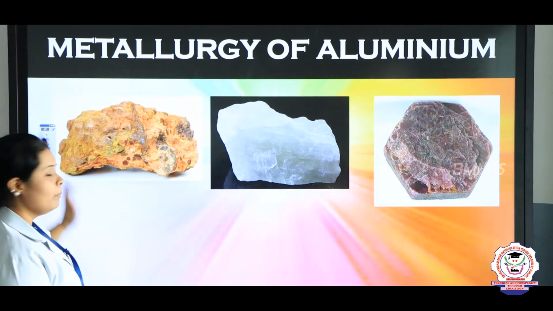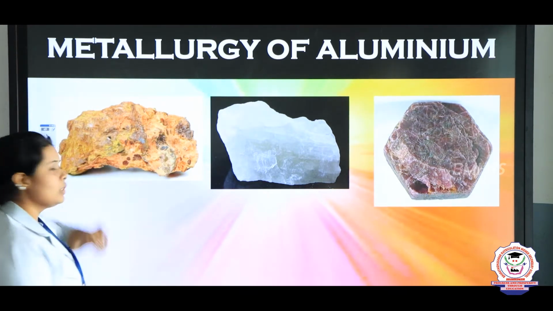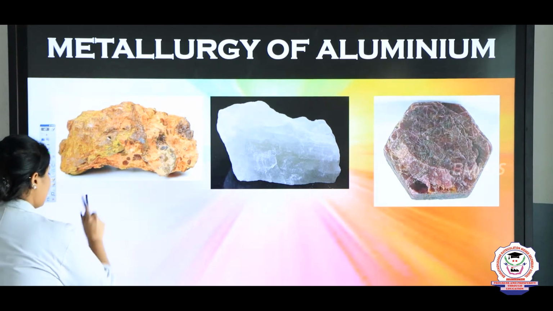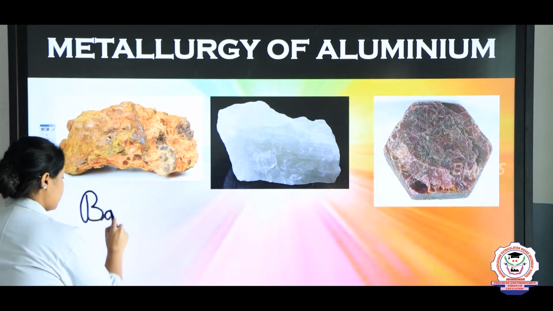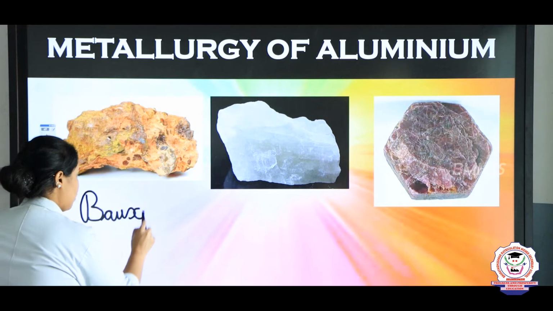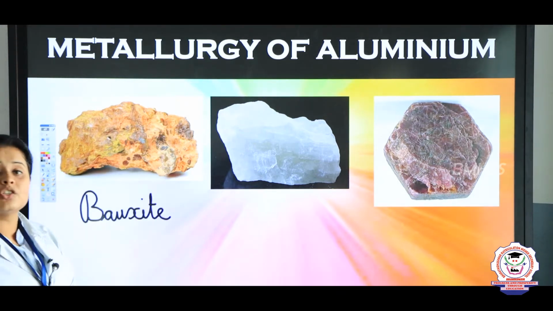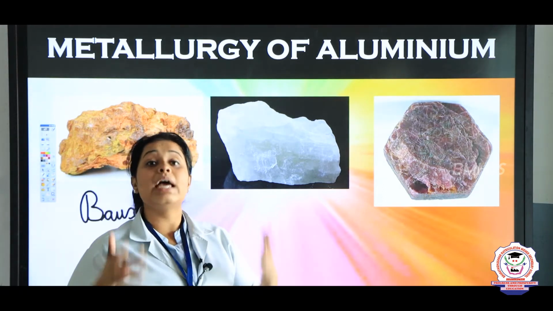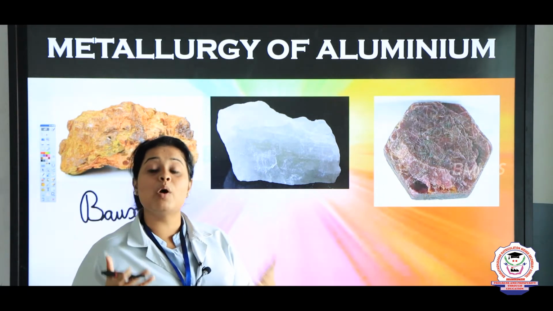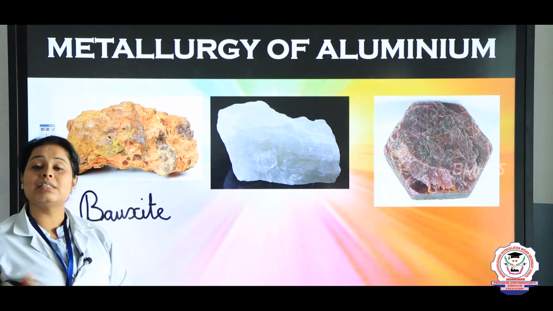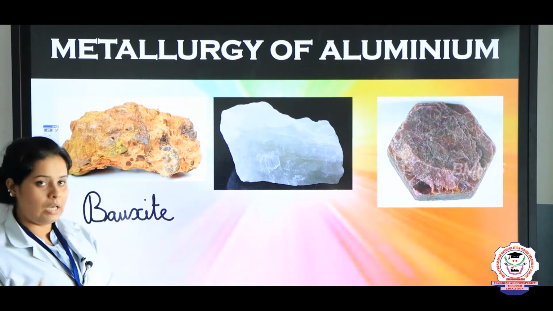So let's go from left to right. This ore's name is bauxite. Bauxite is a substance having a high amount of aluminium, that is, the maximum amount of aluminium is present. This is also known as the chief ore of aluminium.